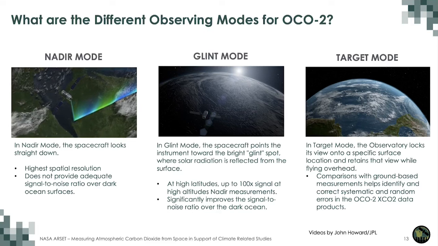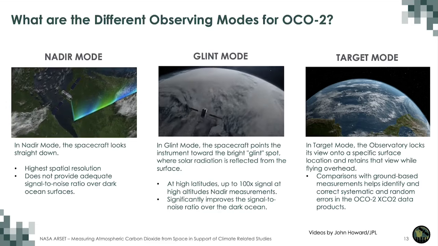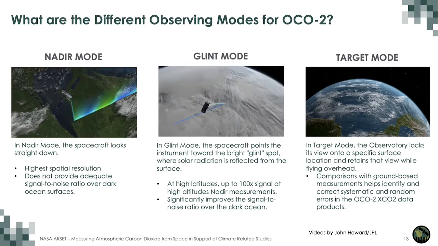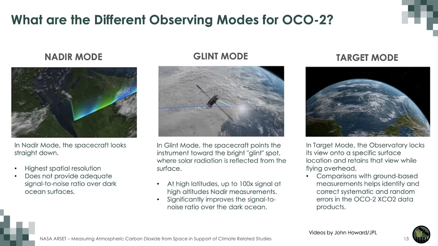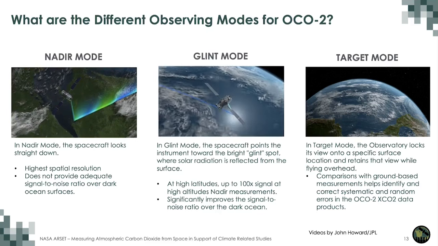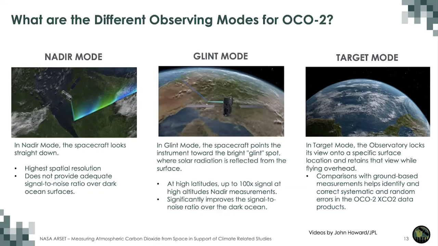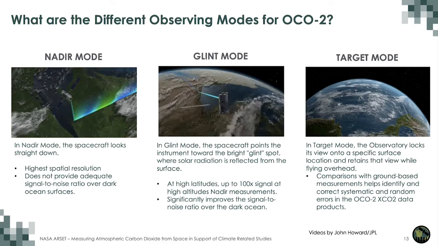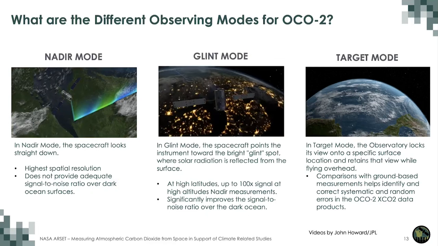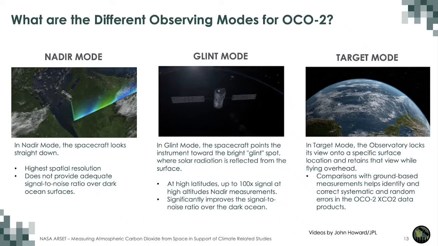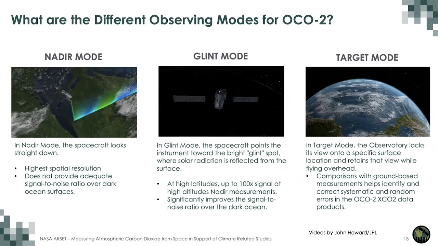The downside of nadir mode is that over ocean surfaces, at the wavelengths we measure with OCO2, we get very poor signal to noise over the ocean. So we also have this glint mode, where the spacecraft points the instrument towards the so-called glint spot, where solar radiation is reflected from the surface. And at high latitudes, that gives us up to 100 times better signal to noise than the nadir measurements. So we can use the glint mode to get measurements over ocean.